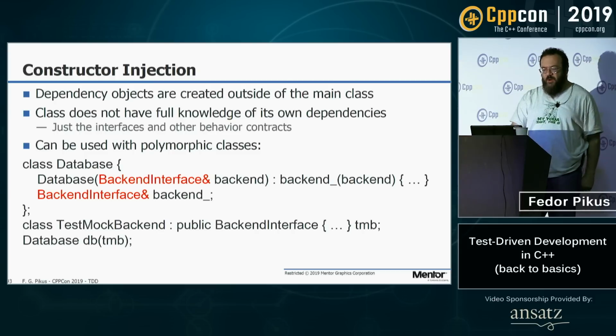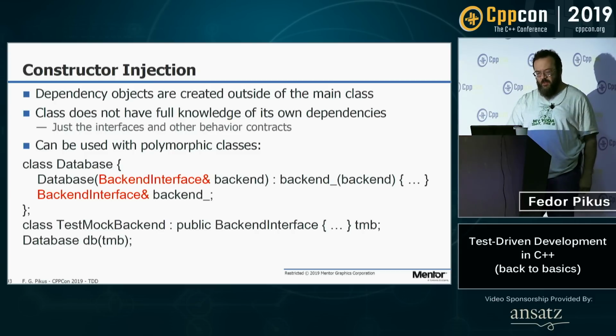Constructor injection. You create the dependency objects outside of the main class. You create them first. The interesting thing here is the class doesn't actually have the full knowledge of its own dependencies anymore, just the contract, just the interfaces. That's what inversion of control means. Your class doesn't fully control its own data members, just has expectations on them. This is what you normally do for polymorphic test doubles. Database takes a backend interface, which could be any backend, testing backend, real backend, as long as it has the right interface.